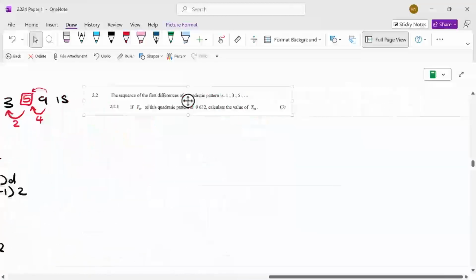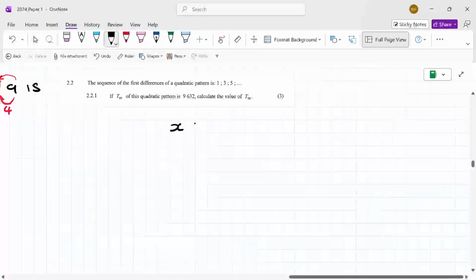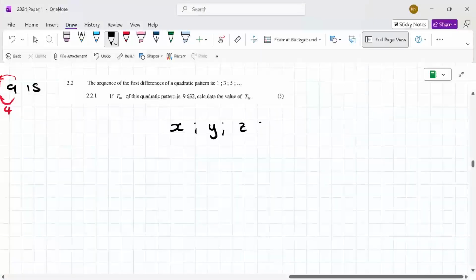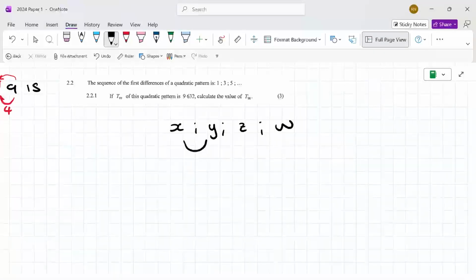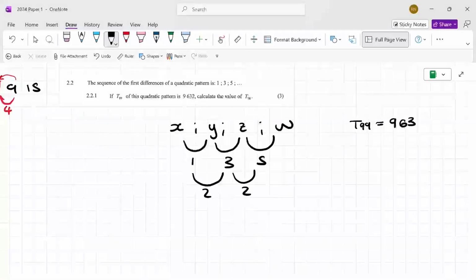I thought about it as okay, we have our first differences. So we have, let's say, X, Y, Z, and W. We know that this is 1, 3, and 5, and we know that our second differences are 2 and 2. We also are given that T99 is equal to 9632. I thought we could find the equation with just this information. I don't think we need any more information than this.